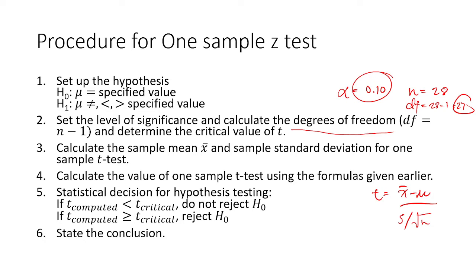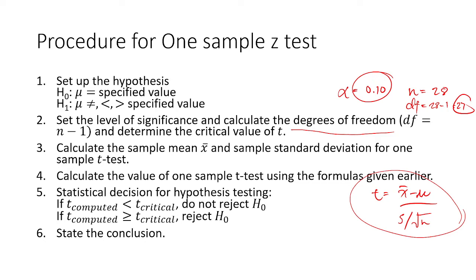Then we will be conducting our statistical decision for hypothesis testing. Ito yung sinabi ko kanina, when yung na-compute mong t using this formula is less than our t critical, do not reject H0 or do not reject the null hypothesis. And if our t computed is greater than our t critical, we need to reject our null hypothesis. And the last part is stating the conclusion.